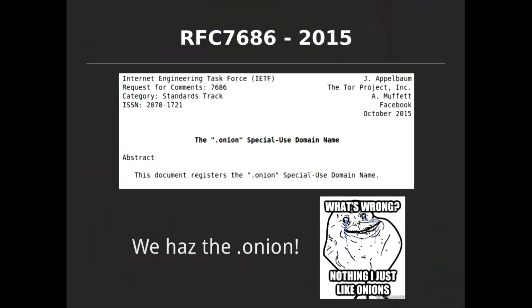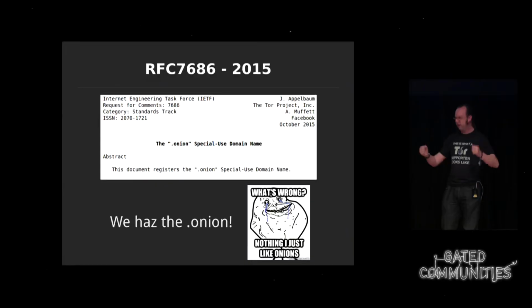Which leads to another really cool feature from this year. We got IETF to publicly specify in a real RFC that the .onion domain is a special case, and they're not going to give it out in any other way. So, yeah.